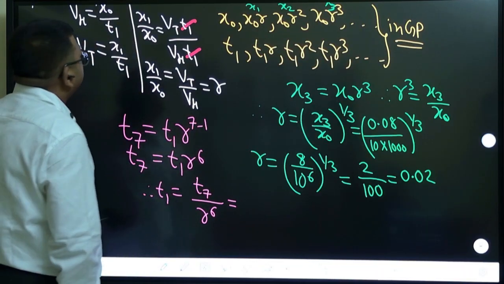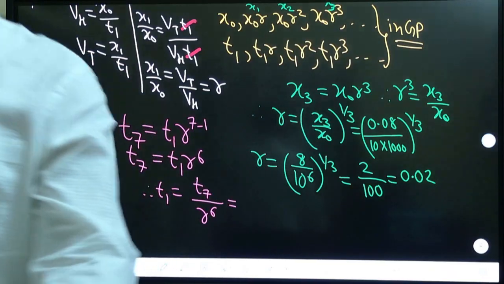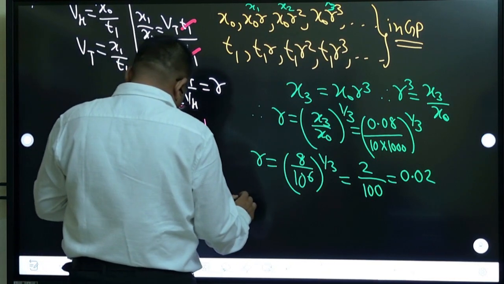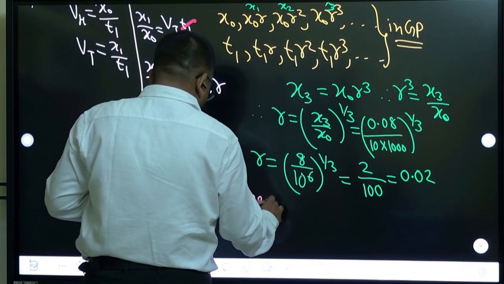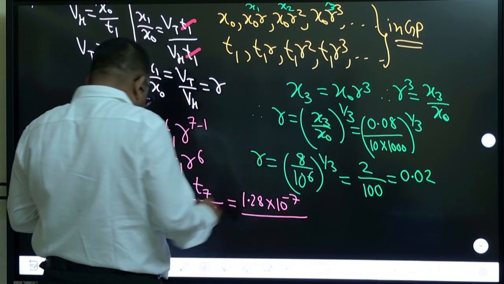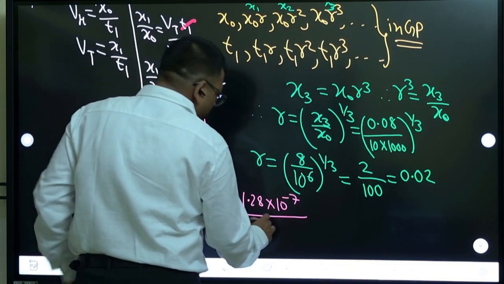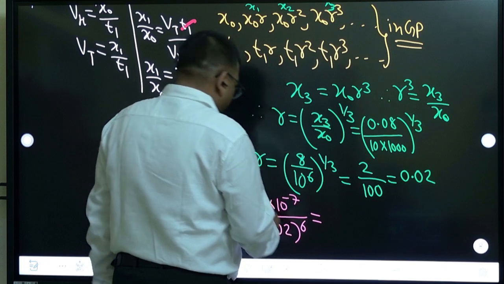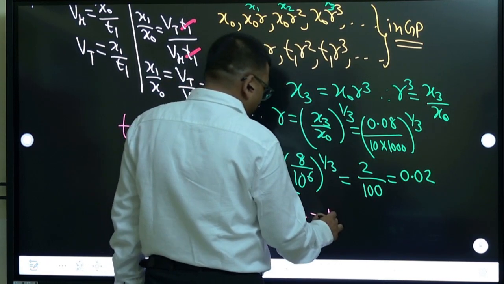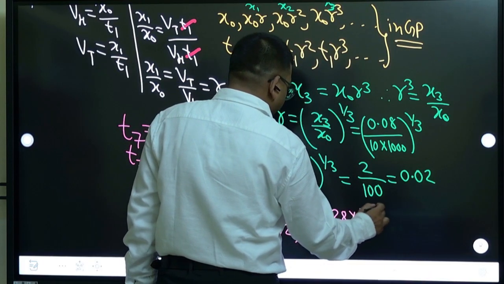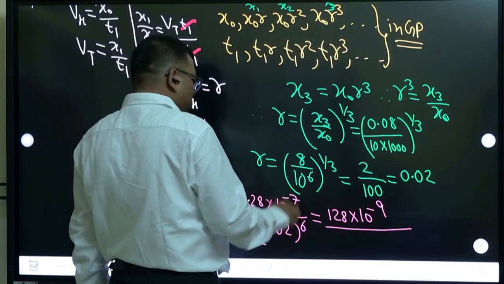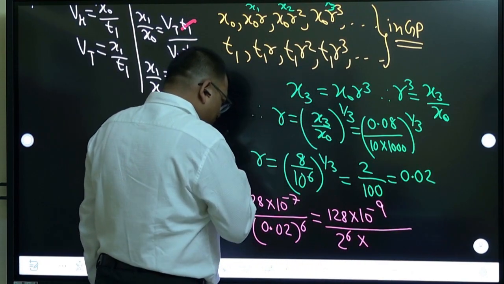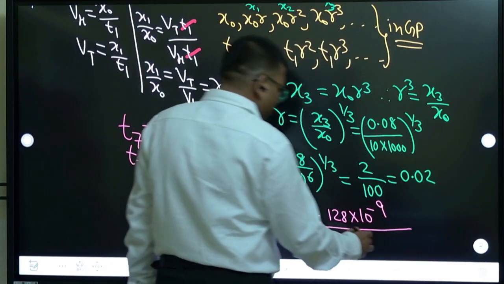T7 they have given, I think I have written the values for that. Let me write it. T7 is 1.28 into 10 to the power minus 7 divided by R power 6. R we have now calculated, now substitute 0.02 power 6. So let's remove the decimal, so that is 128 into 10 to the power minus 9 it is, because I took 100 in the numerator, and this is 2 power 6 into 100, 10 to the power minus 2 into 6, 10 to the power minus 12.